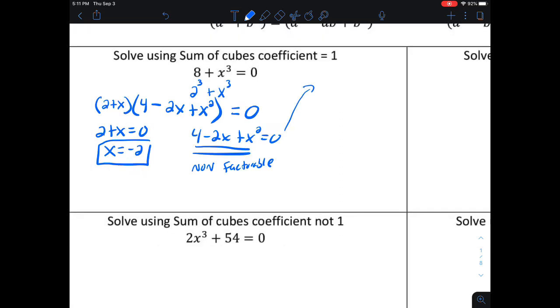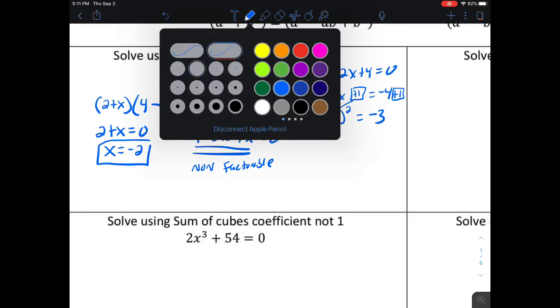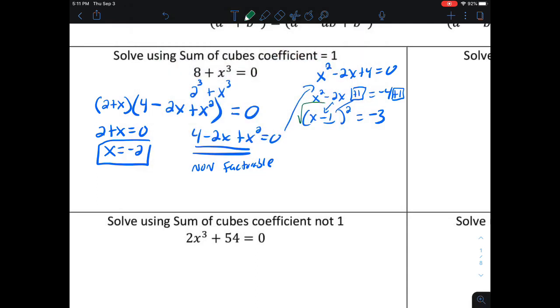So we're going to use completing the square to finish this problem because it's always a non-factorable trinomial. I'm just going to rearrange the terms. And then I'm going to go through the process of completing the square. All right, so now we have x minus 1 raised to the second power is equal to negative 3. We go through the process. We'll take the square root of both sides, and we're going to have non-real answers, and that's fine.